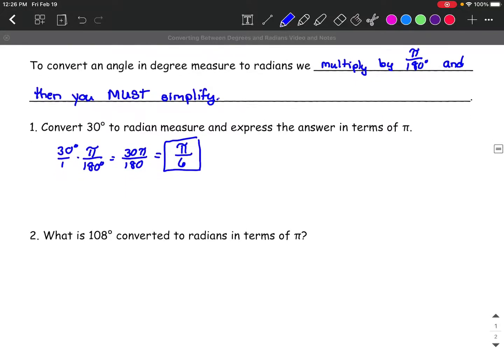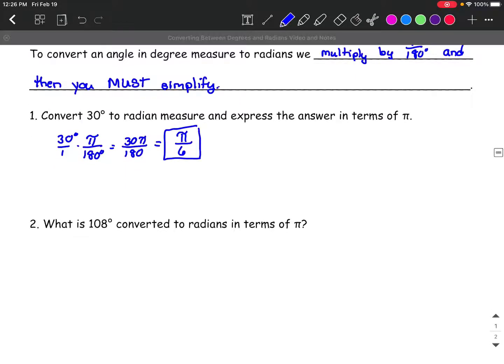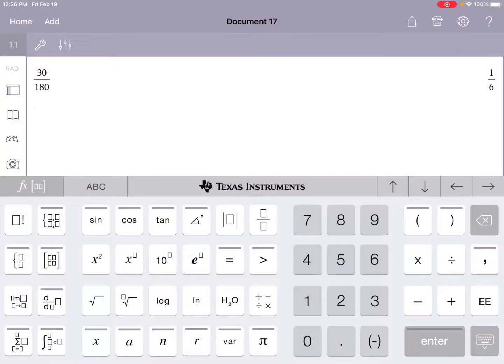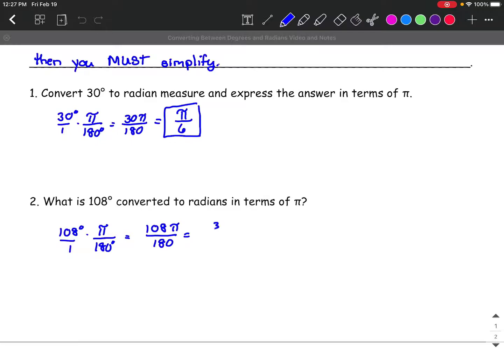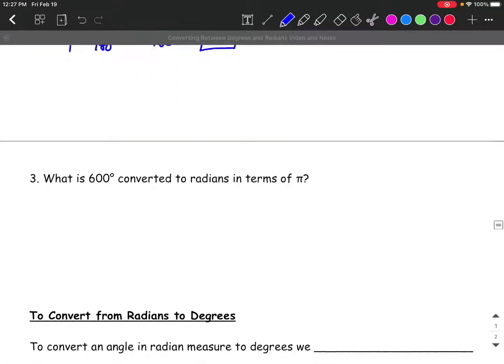Let's try another one. 108 degrees converted to radians. So we take 108 degrees times pi over 180 degrees. And again, the degrees are going to cancel. We have 108 pi over 180. I'm going to go to my calculator. I'm going to use my fraction template, 108 over 180, and I hit enter, and I get 3/5. So now we write 3/5, but we put the pi back in the top, and we have 3 pi over 5.